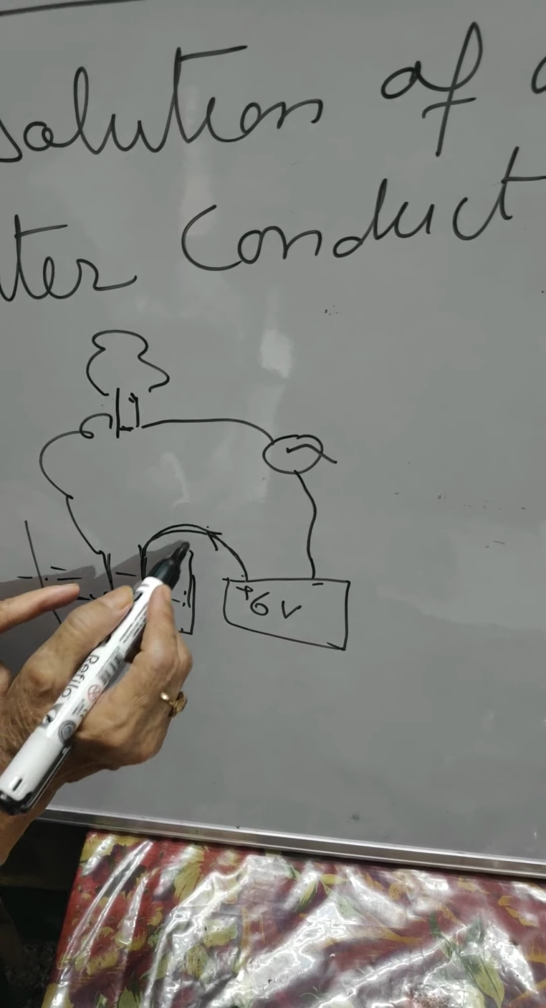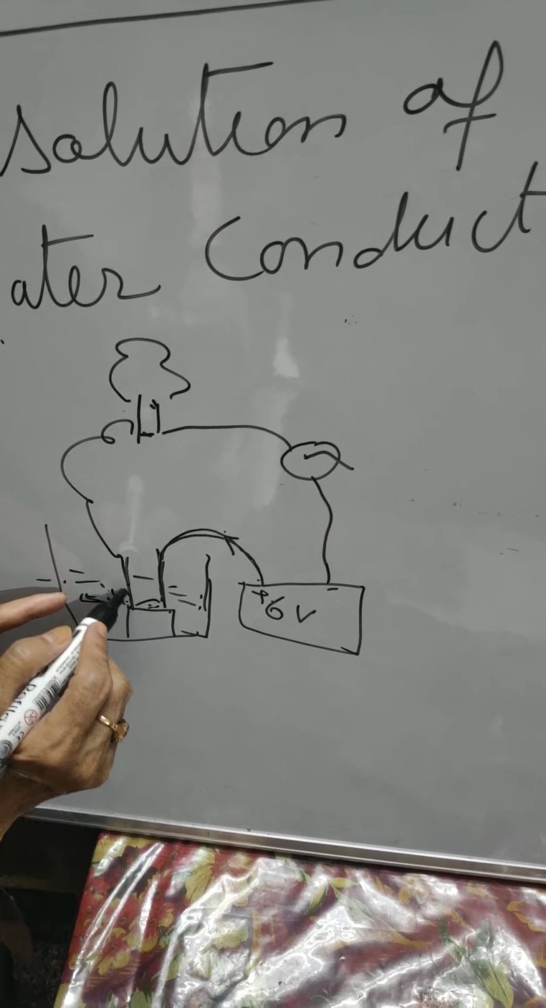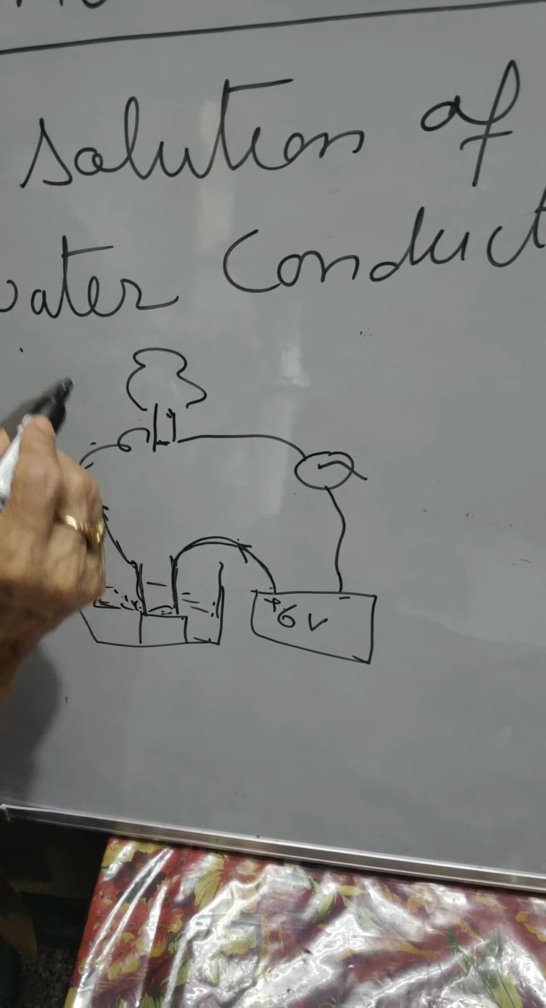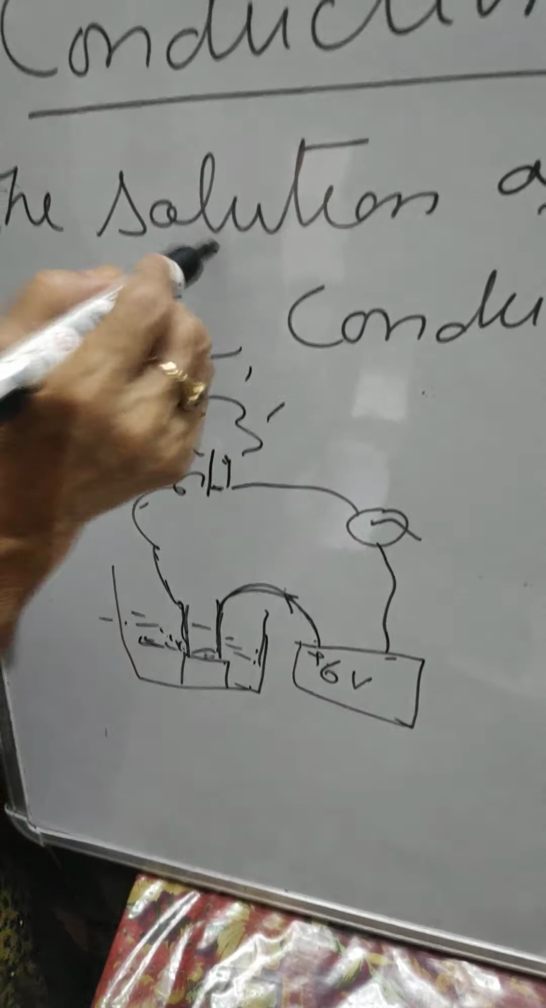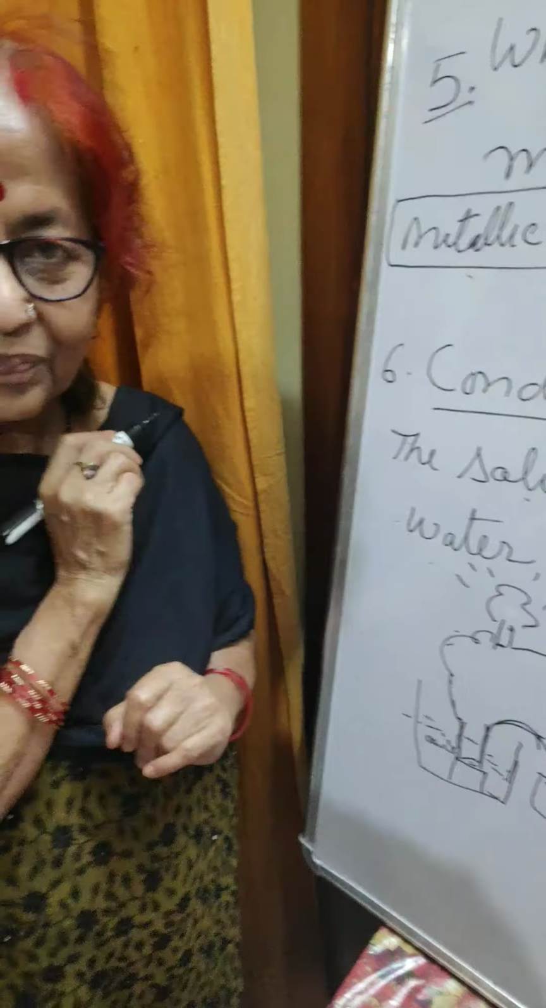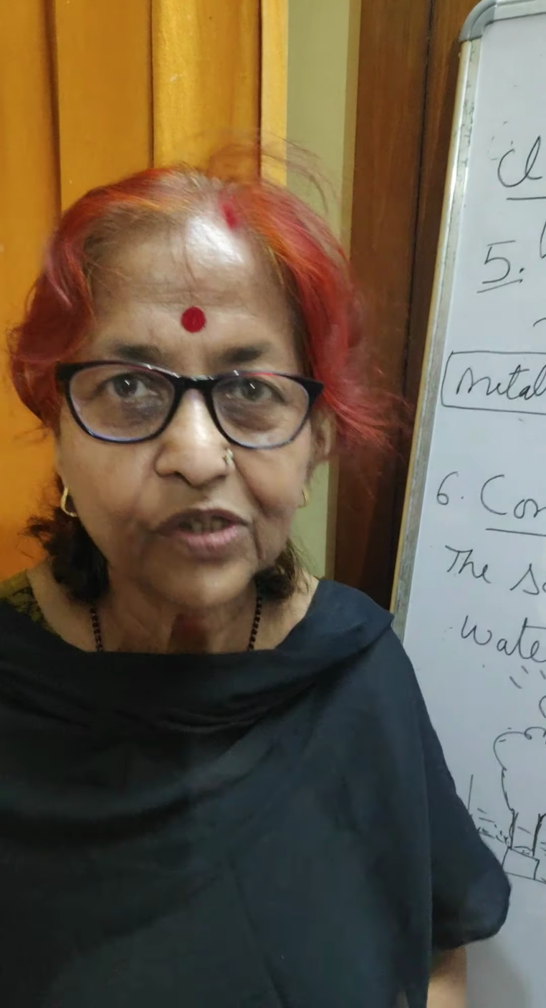It means when the current is passing from here to here, this solution conducts the electricity, and at that time you will see that the bulb is glowing. It means that the acid solution conducts electricity. Now it is clear to you. Now after that I will explain to you the uses of acids.